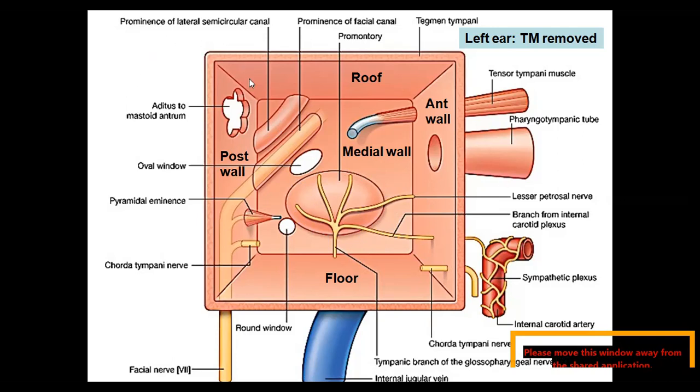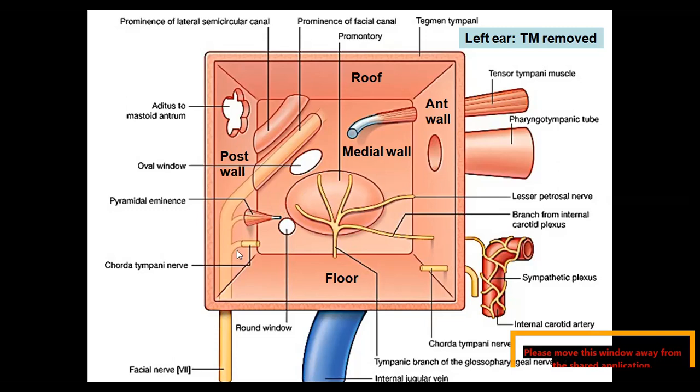We have prominence of lateral semicircular canal. We have prominence of facial canal. We have oval window. We have round window. We have promontory, where we have the branches of internal carotid plexus, lesser petrosal nerve, and also the tympanic branch of glossopharyngeal nerve. Okay, that's all you have in fact.